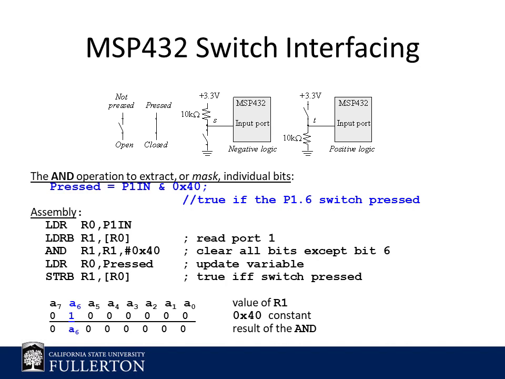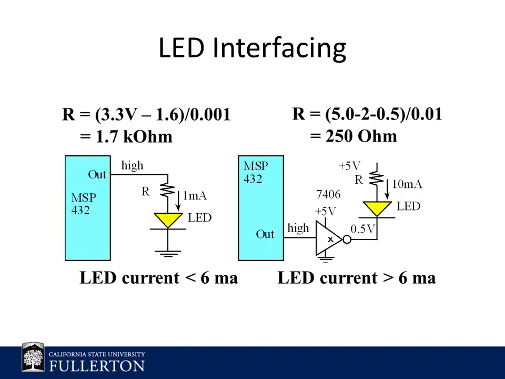Shown on this slide is friendly code that reads in the state of a switch attached to pin 6 of port 1 using both C and assembly. Shown on this slide are two configurations for interfacing an LED to the MSP432. On the left, the LED is interfaced directly to the pin. Alternately, you may wish to interface through a logic device such as an inverter to stabilize the current.